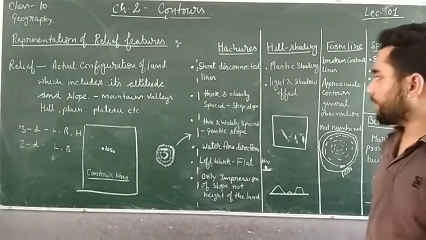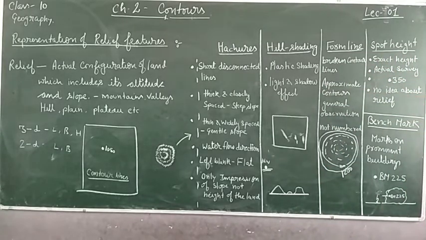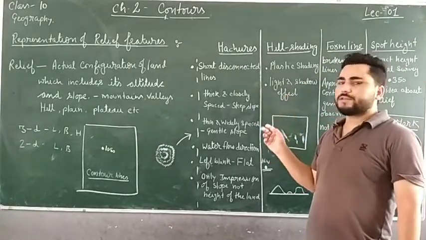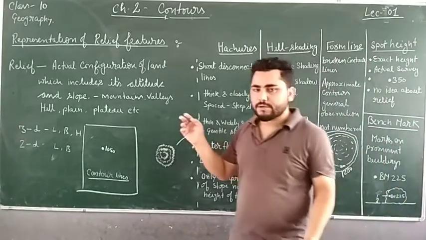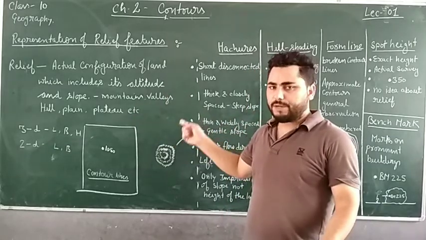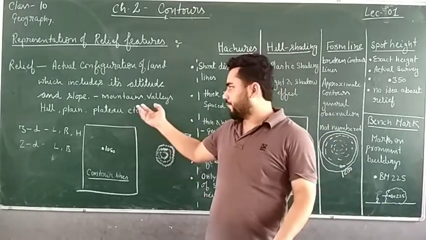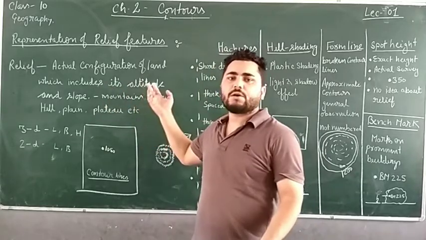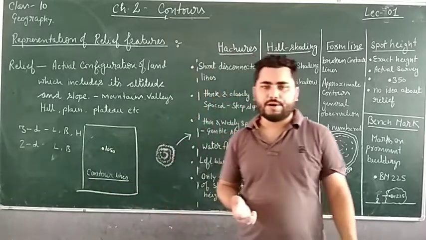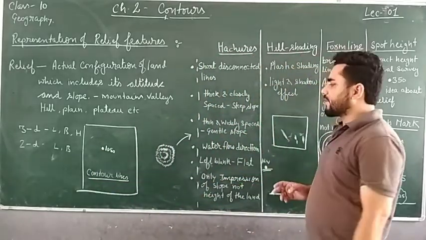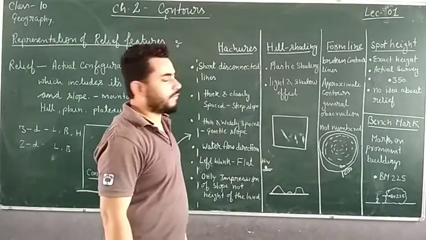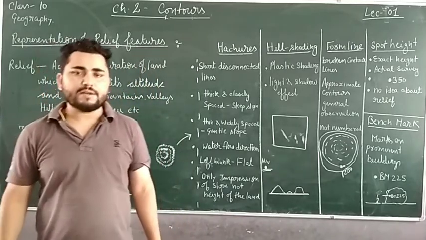These were the methods used to show or represent various relief features on maps. Relief features are mountains, valleys, plateaus, plains. Relief definition we have already studied: the actual configuration of land, which includes its altitude and slope, right? So this was all about this. In the next lecture, we will study contour lines in detail. I hope that you have understood everything in a crystal clear manner. Thank you so much.